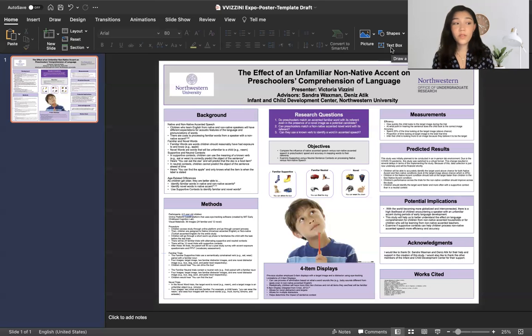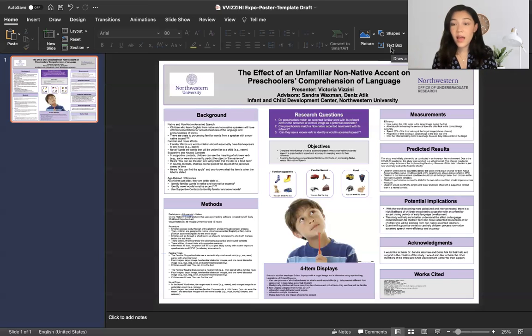We're recruiting 4 to 5-year-old children because that's the age when children are entering preschool, and that's the formalized learning setting. We are using American accented English for the native and Turkish accented English for the non-native accented speech. And we're using an online eye tracking software called Look-It from MIT's Early Childhood Cognition Lab. And so we have 2 conditions, native versus non-native, and we also have 3 trial types: familiar supportive, familiar neutral, and novel.